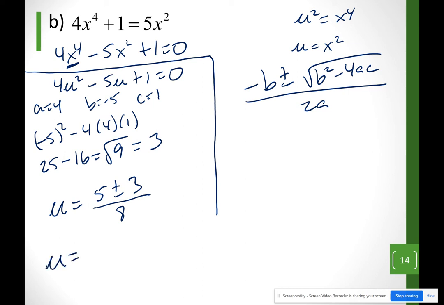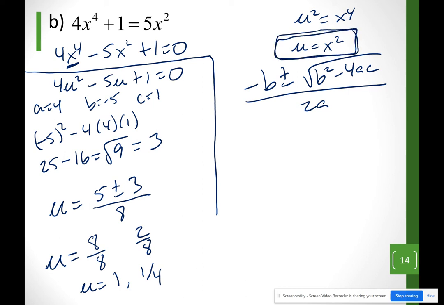If I use the plus sign, 5 plus 3 over 8. If I use the minus sign, 5 minus 3 over 8. So I'm going to say my u is either 1 or 1/4. That's u. I had to solve for x though. I remembered u is x squared. So I have that x squared is equal to 1. Work that out. X squared is equal to 1/4.